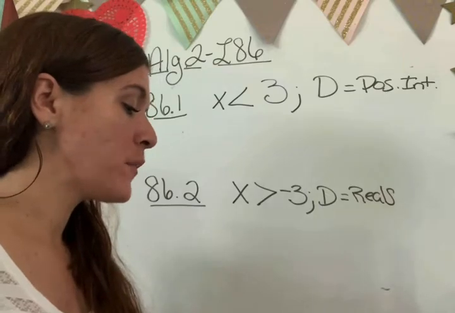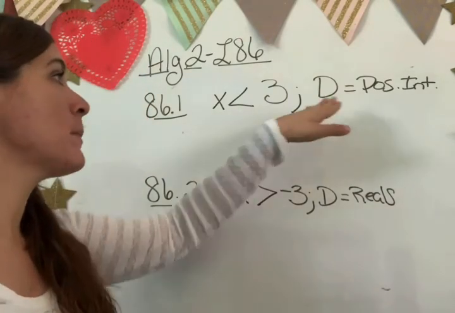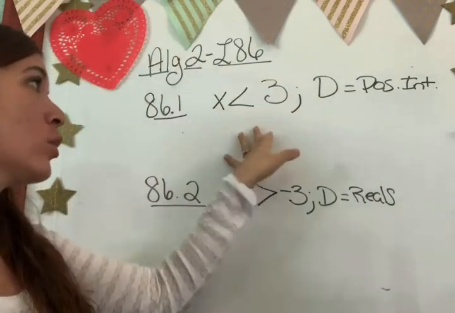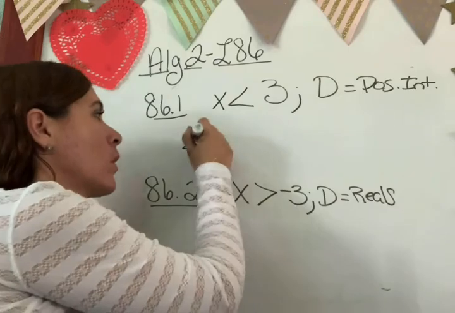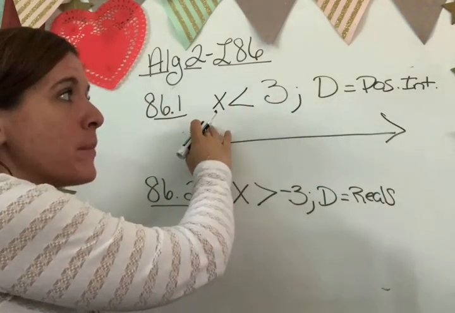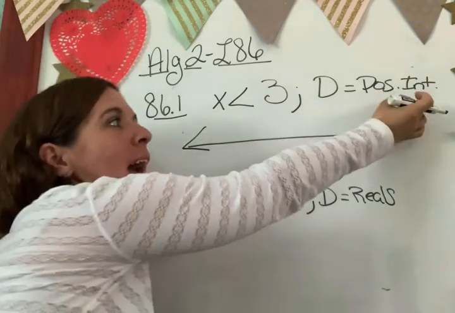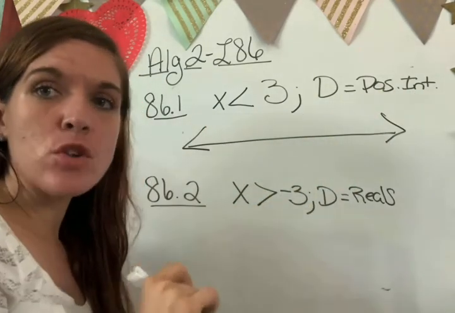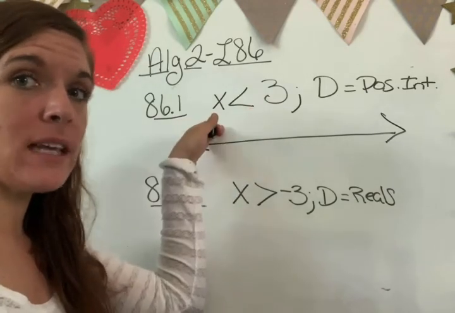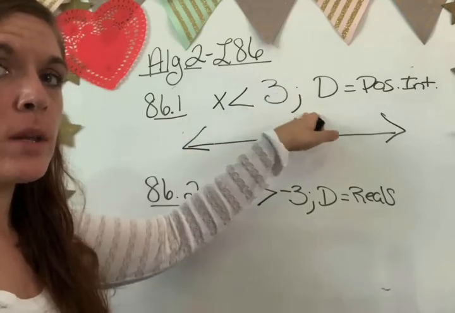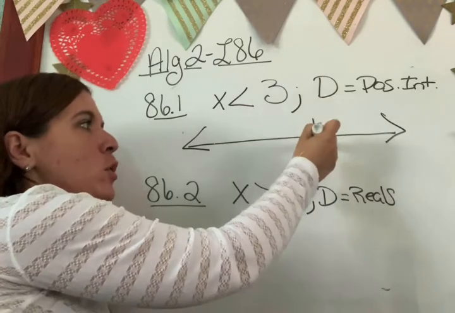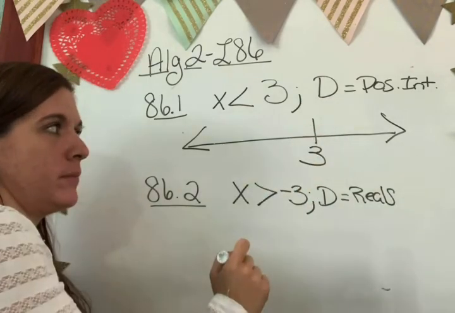They say to graph x is less than 3, but the domain is positive integers. What does all that mean? We need to graph on a number line all the possible solutions of x when x is less than 3, but you can only have positive integers as your answer. So those are the boundaries. It has to be less than 3, not equal to, but just less than 3, and it can only be positive integers. Well, look, if it can't include 3, we're not coloring it.